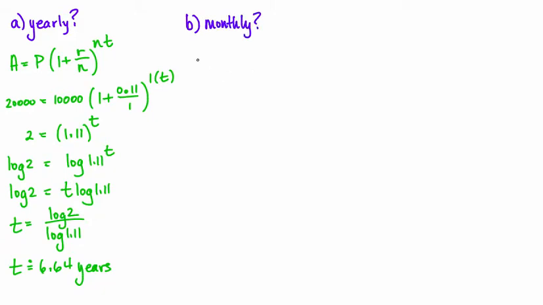Well, what changes in my formula? The A is still 20,000, and the P is still 10,000. 1 plus the rate, which is still 11%, but now the n becomes 12 and the exponent becomes 12t. And as I do the same steps, so divide both sides by 10,000, this interest rate gets a little bit trickier.